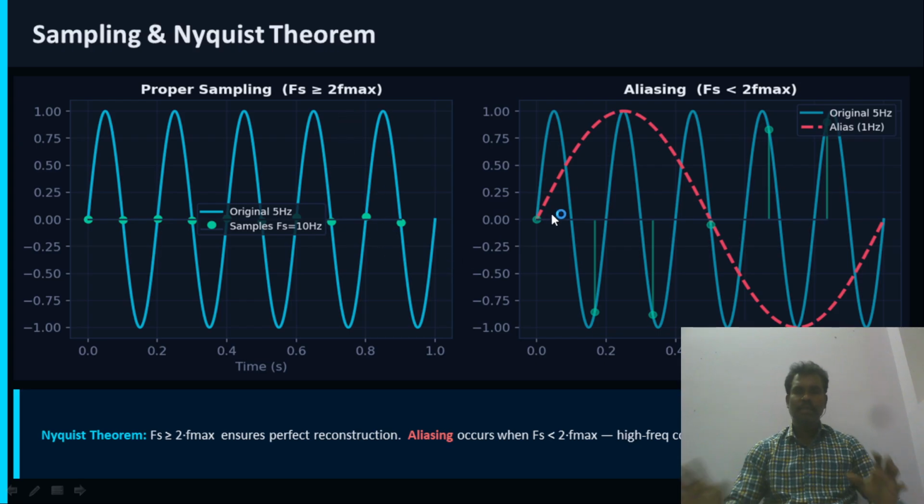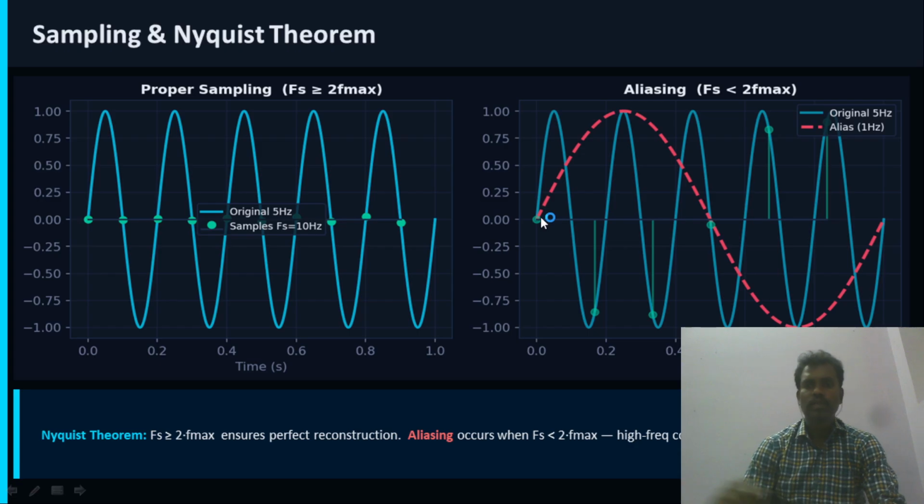That means the samples we are taking are adequate, such that the sampling rate 1 by Ts, where Ts is the sampling duration, must be greater than or equal to 2f max. So the frequency must be double the maximum frequency, so that we can effectively reconstruct the original signal from its samples. Otherwise, it is not possible to reconstruct. That means we get a disturbed signal, which is called aliasing.